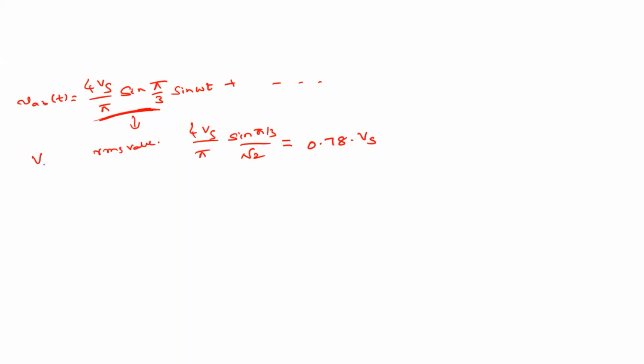So this is the VAB fundamental RMS. VAB represents the line voltage. This one represents the fundamental and this represents the RMS value. So VAB1 RMS is equal to 0.78 times Vs.